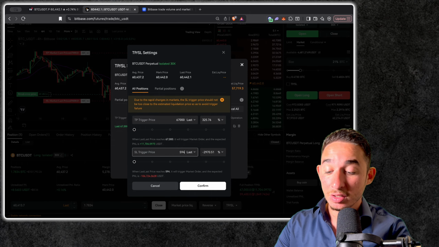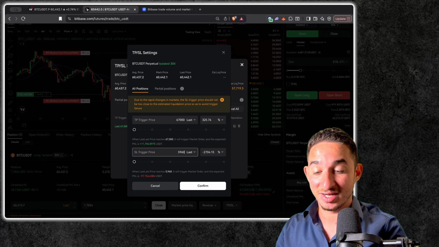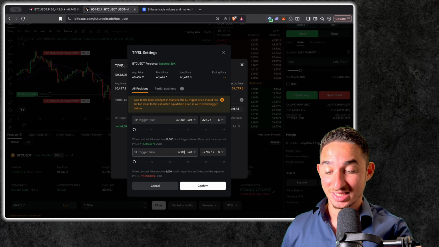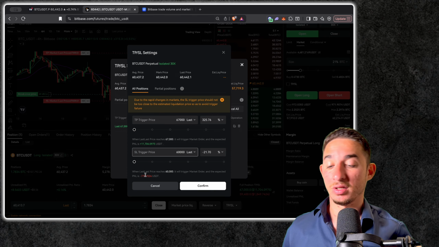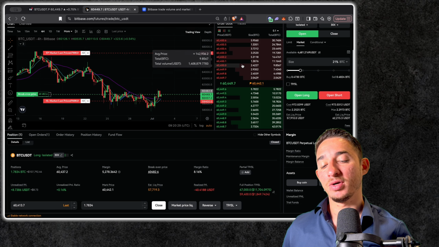So you might want to either put your stop loss higher, maybe 59,000 or maybe even 60,000, something like that, if you can afford it, and then it would be only an $800 loss. So pretty much that's how leverage works.